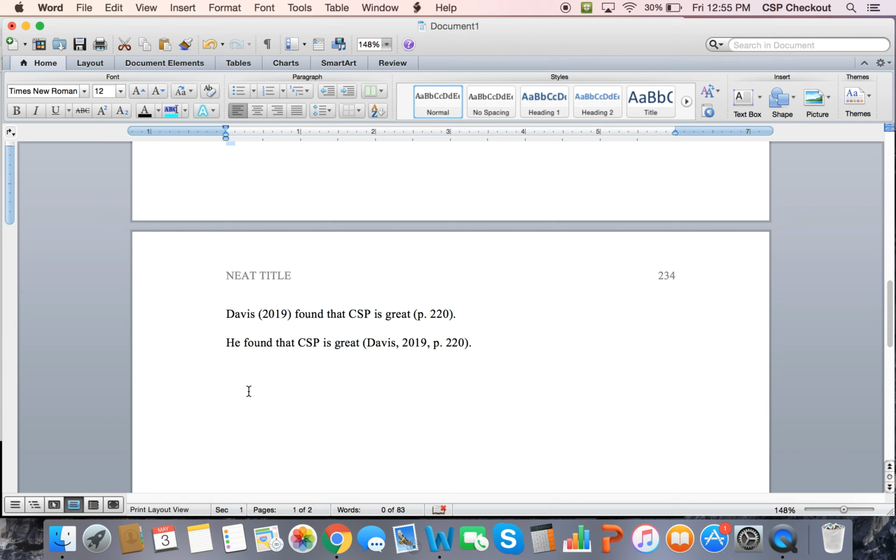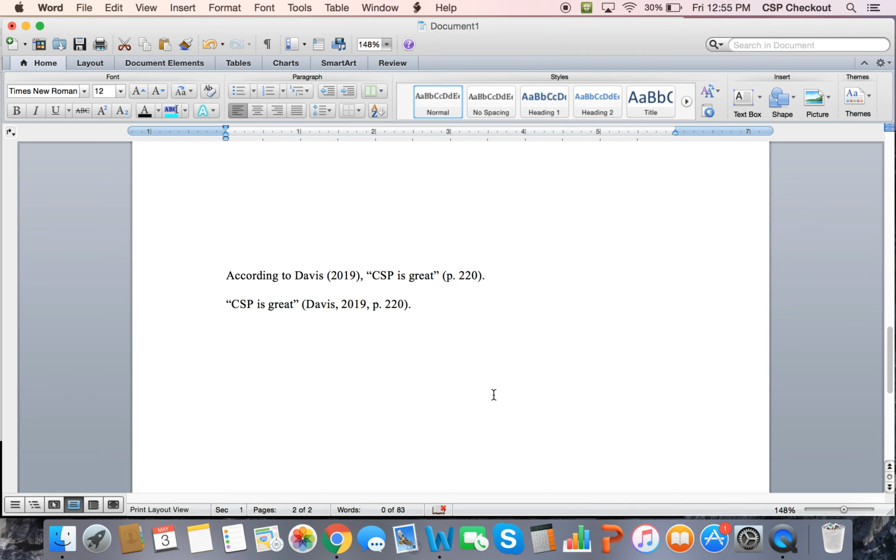And if you cite them and you don't actually use their name in the sentence, so we say he found that CSP is great, then you would cite it this way, which is Davis, comma, space, 2019, and then space, P, period, 220. Once again, when you're using page numbers in APA, it's just P, period, space, and then the page number. So that's how that would look.